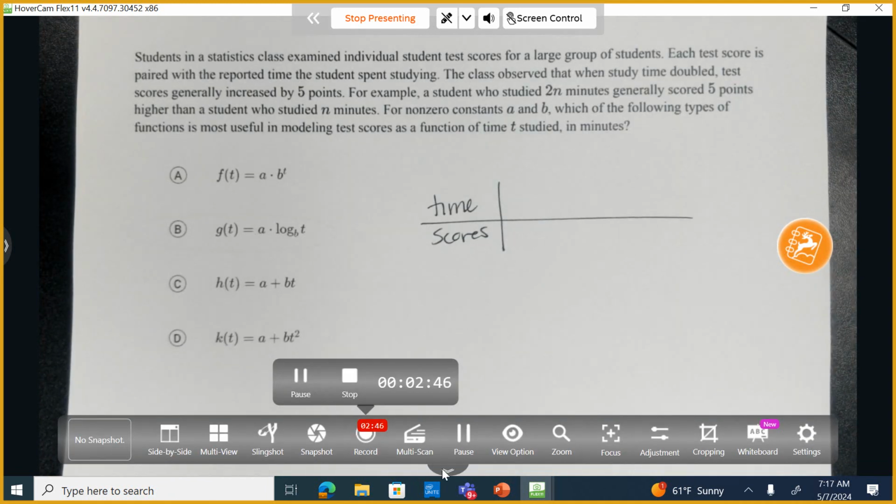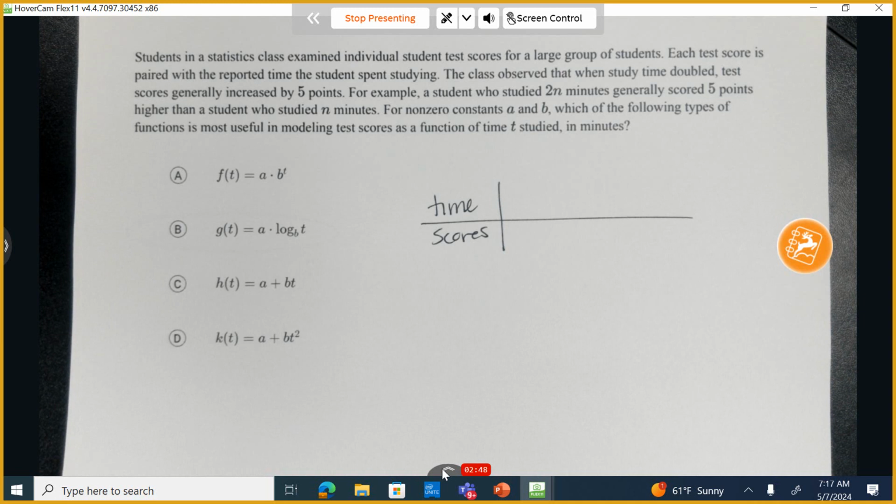Let's talk through this together. Just curious here, can you raise your hand right now if you think you know the answer, a potential answer, hands up high. Okay, so when we think of this, let's go back to what it says. The criteria says that we are talking about the time in studying and then the results and the score. It says, the class observed that when study time doubles, the test scores increase by 5 points.